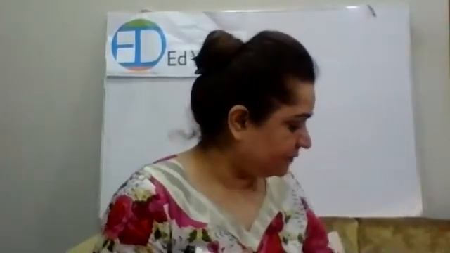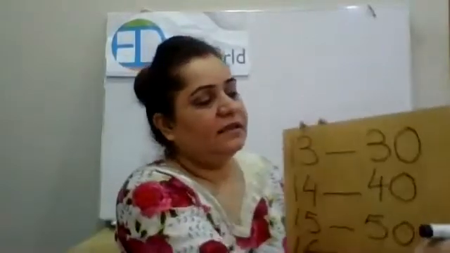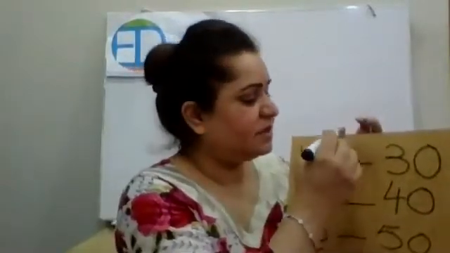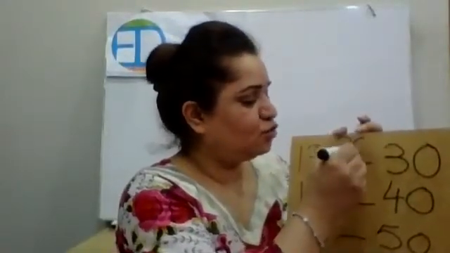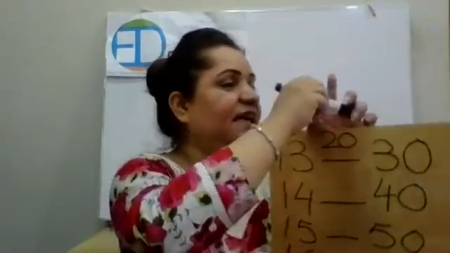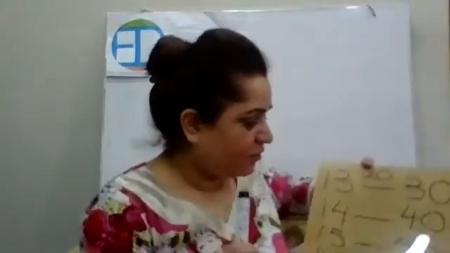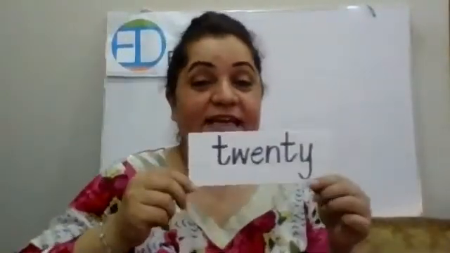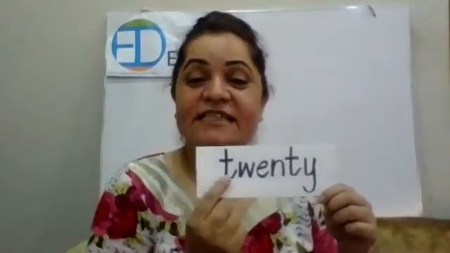So we have one more over here. I forgot to write. The ty numbers start from 20. 20, 30, 40, 50, 60, 70, 80, 90. So we are going to start by looking at the spellings of the ty words, right?